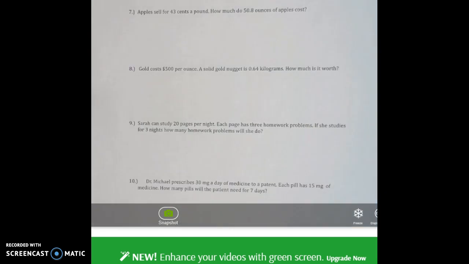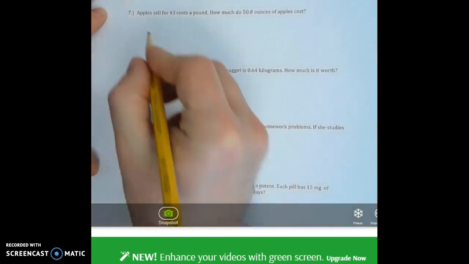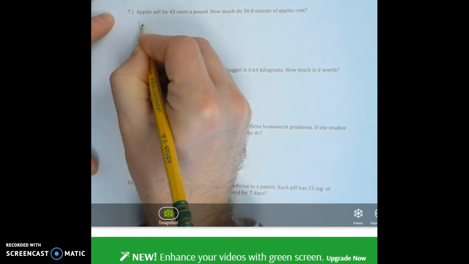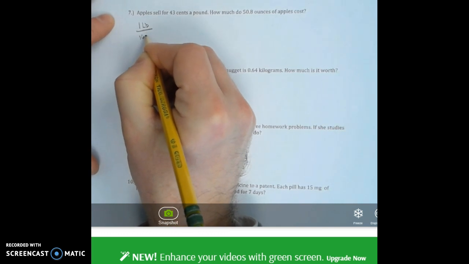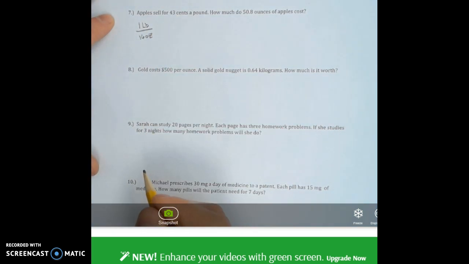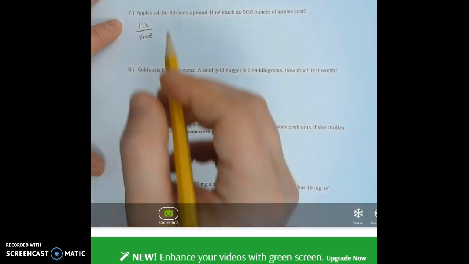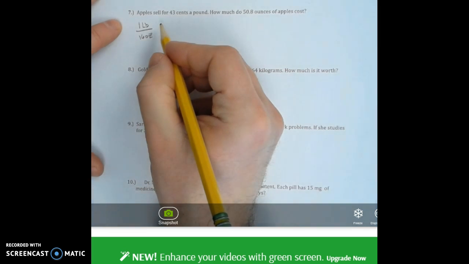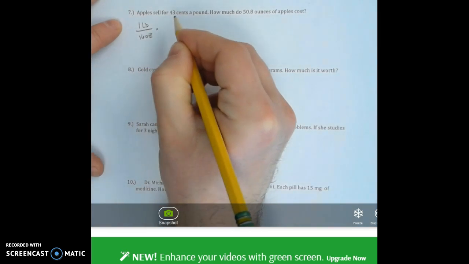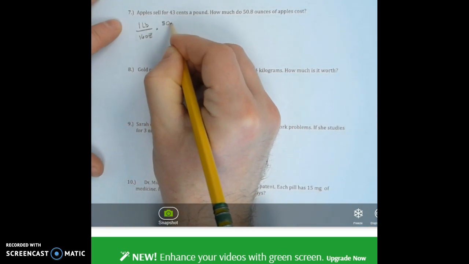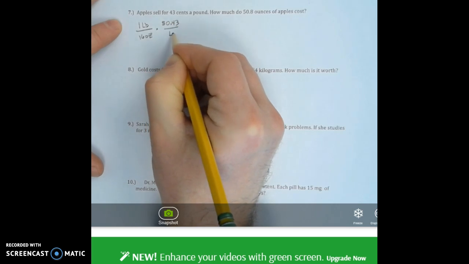In number 7, we're told that apples sell for 43 cents a pound, and we want to know how much will 50 and 8/10 ounces of apples cost. Looking at our conversion chart on the front, we're told that 1 pound is the same as 16 ounces. 1 pound for every 16 ounces. Okay? And I also know that it's going to end up costing me 43 cents per pound. So I'm going to multiply this by my 43 cents per pound.